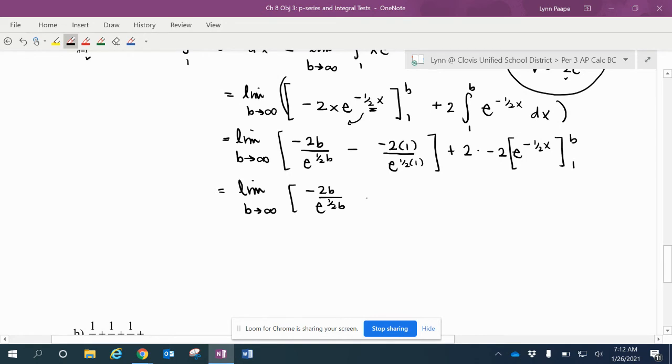And then this double negative is a positive, so that would be 2e to the 1/2. And then I have a double negative there, so that would be minus 4. Evaluate this at b. So again, it has a negative power, so I'm going to move that to the denominator, so that would be e to the 1/2 b, and then minus, and then evaluate it at 1, so e to the 1/2. So something that looks like that.